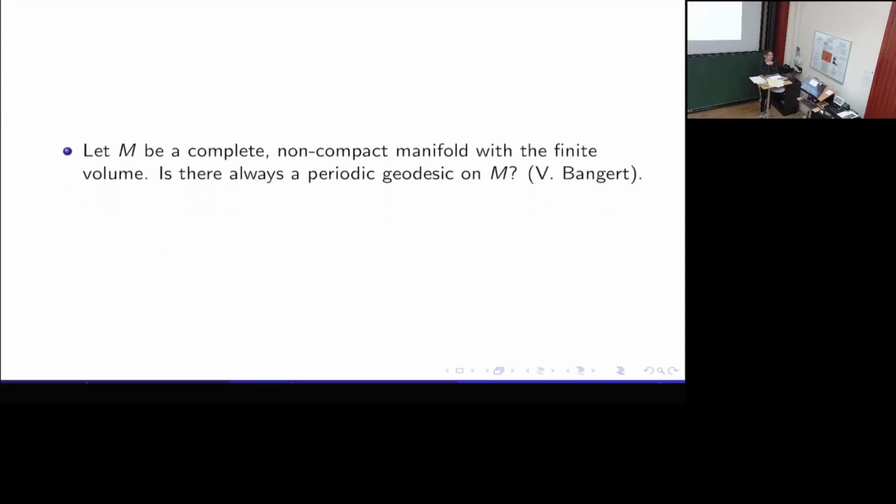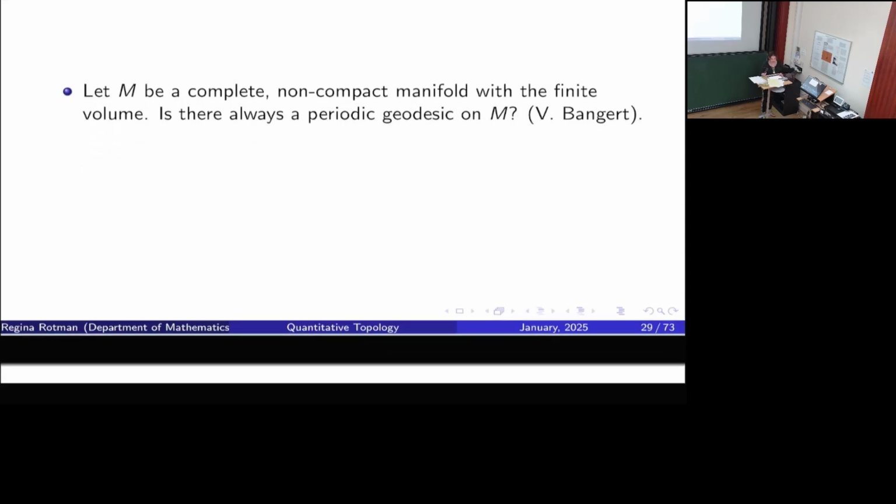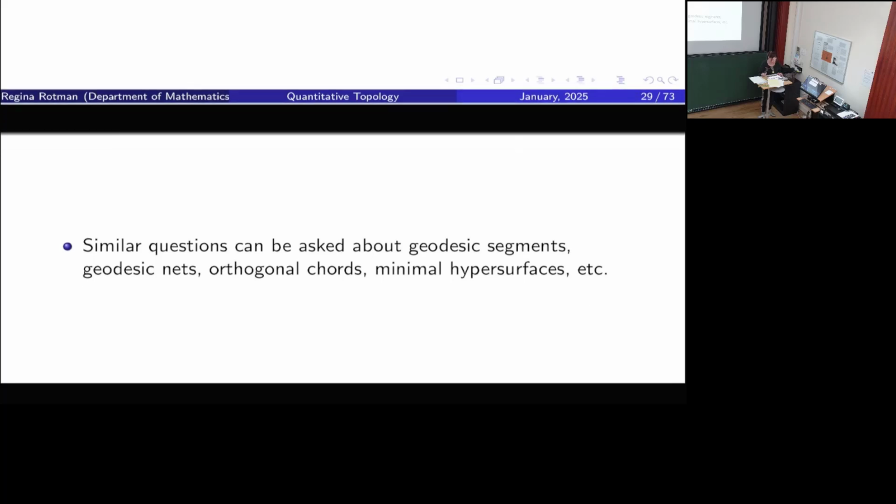Now, there are other things. I talked now about the theorems where the existence is known. But let's say we have a non-compact manifold. We know that those things should not necessarily exist, but what if it has a finite volume? The answer to this question is also still unknown. Again, if time permits, I will discuss the things that are known.